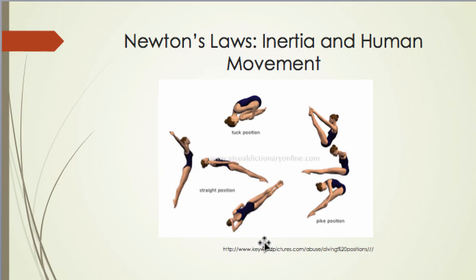This one, or this one? And why? Well, it's going to be this one because they have made themselves as small as possible. Here, with the arm out to the side, they've created more inertia. And here, with both arms up, they've created a great deal more inertia. So if they're spinning in the air, they can't turn very fast. Right? So that's a straight position.